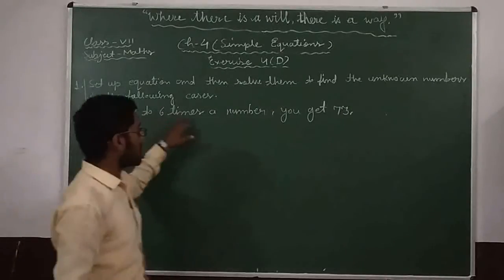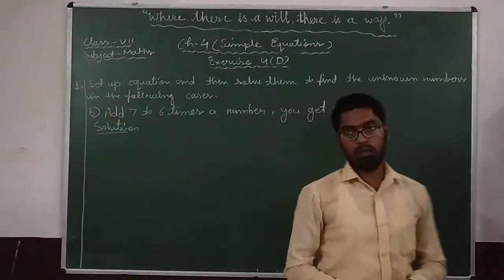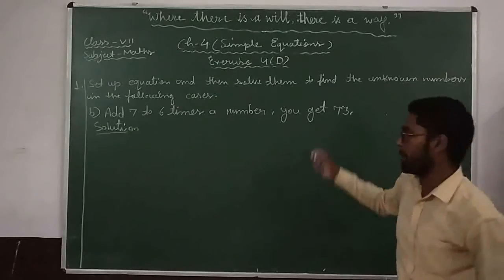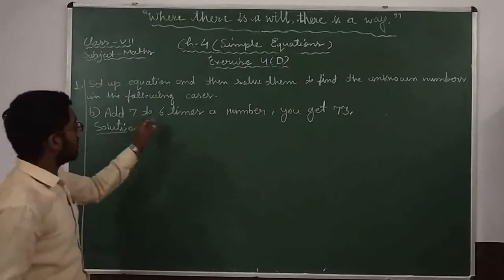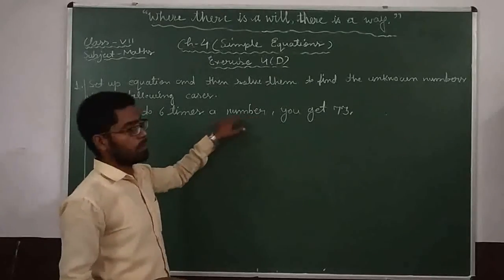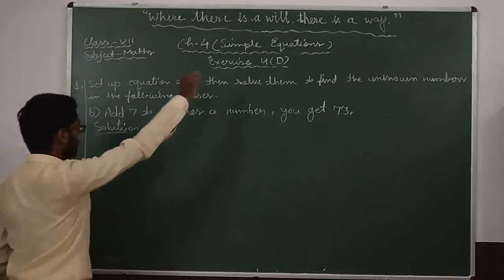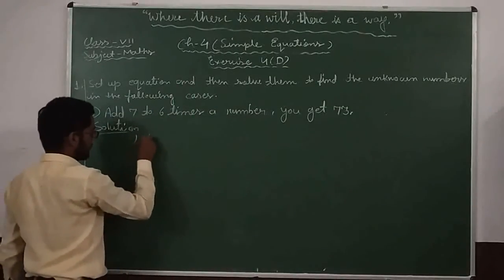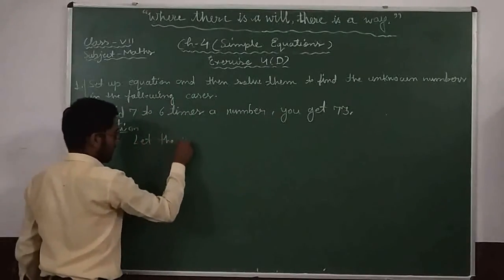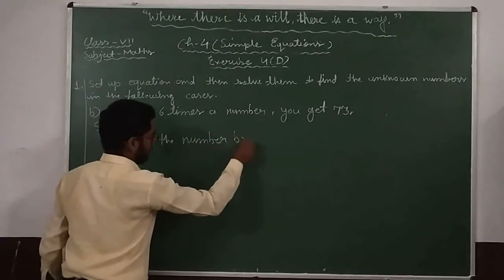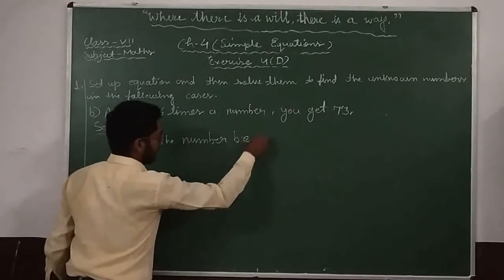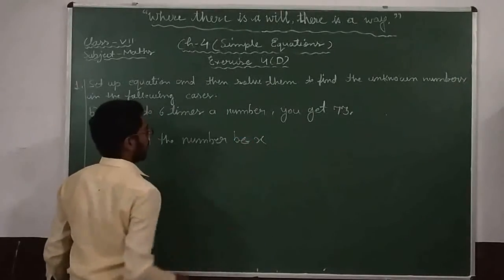Add 7 to 6 times a number, you get 73. This is a kind of condition. Okay, and you will first let, because 6 times a number, this number is unknown. So first let the number be x. The number be x.